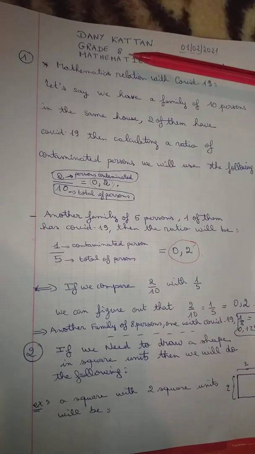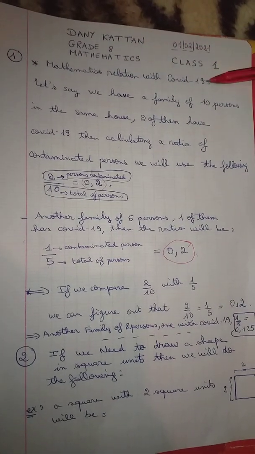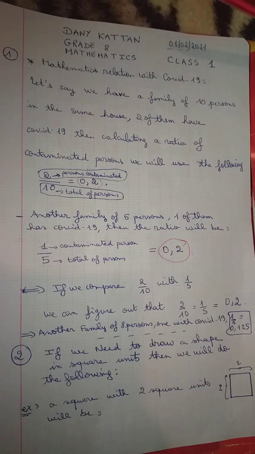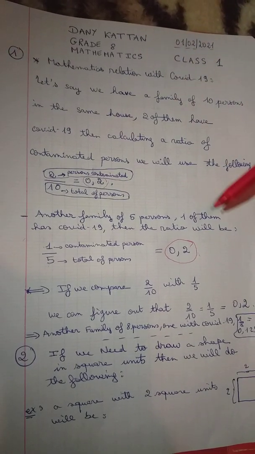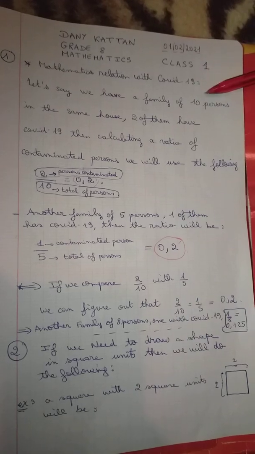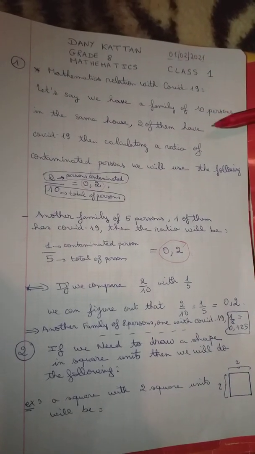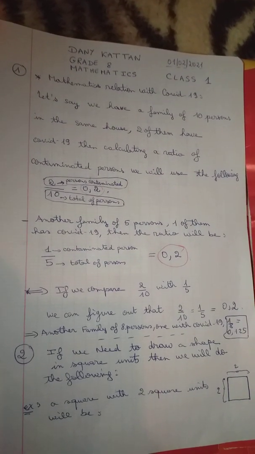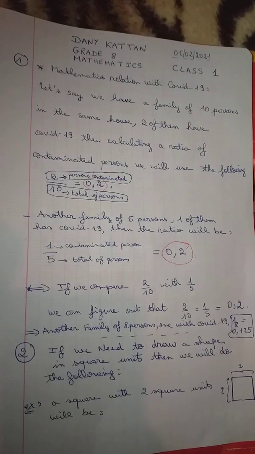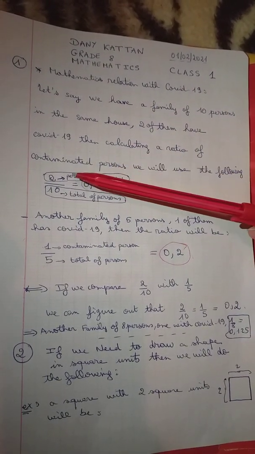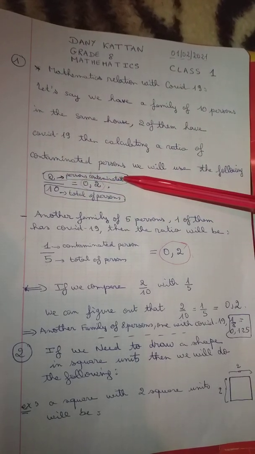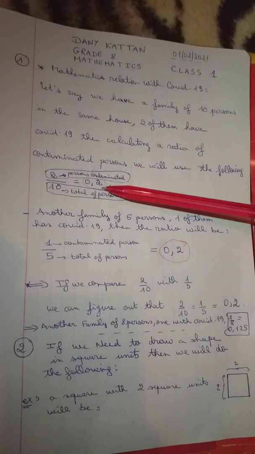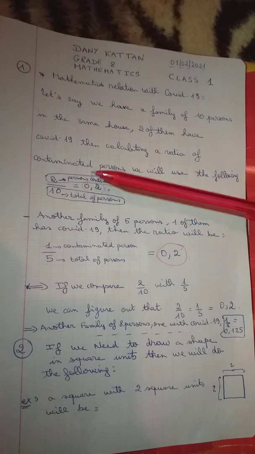So how is mathematics related to COVID-19, the pandemic now, that everybody is speaking about? Let's have some examples about how to calculate the ratios. We have a family of 10 members in the same house. 2 of them have COVID-19. If we calculate the ratio of the contaminated persons, we will divide 2, the number of persons contaminated, by 10, the total of persons in the house. So we will have an answer of 0.2.